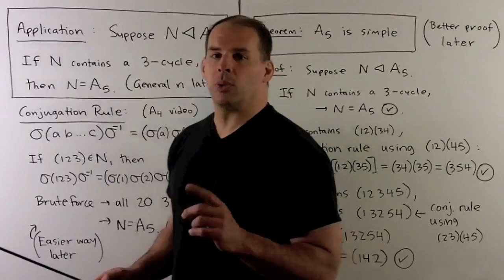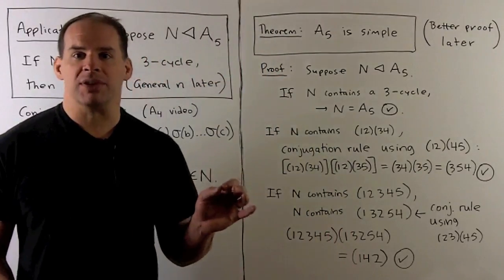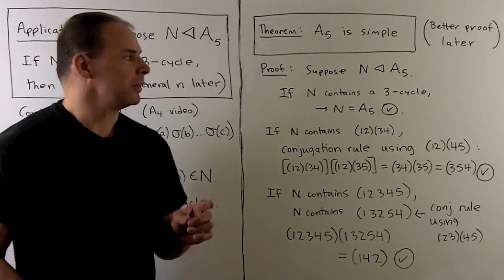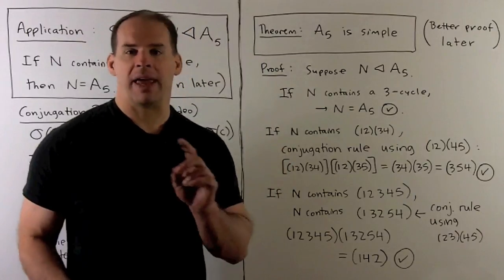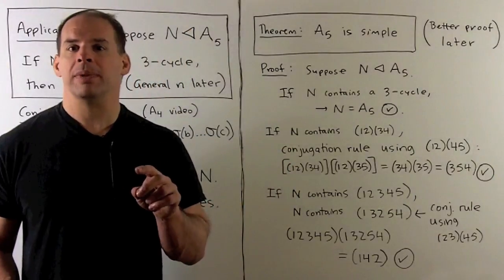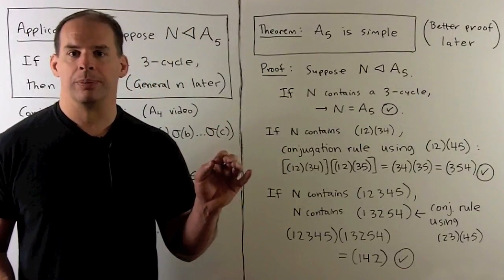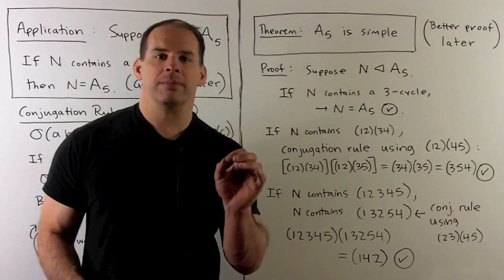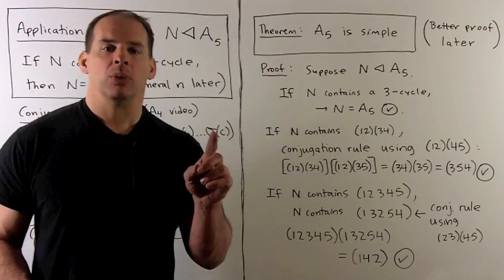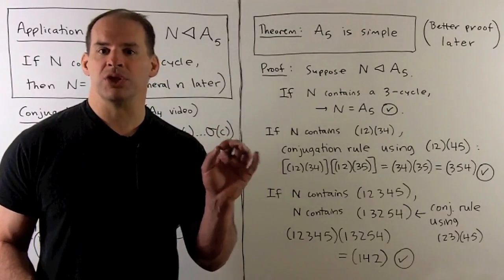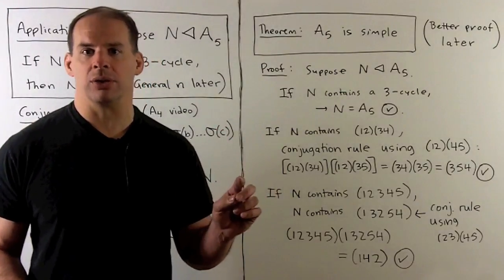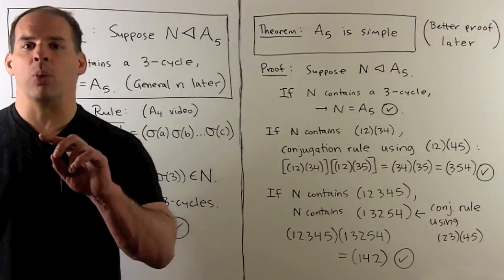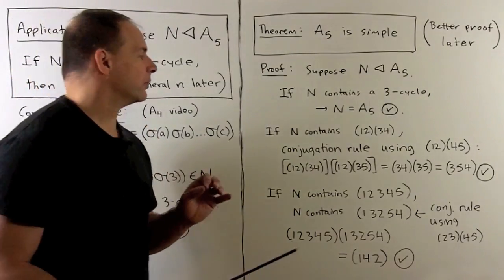Now, to show that A5 is simple, we just need to show that if we have a normal subgroup that has more than the identity element, it has to have a 3 cycle. So what are the possibilities? Well, the elements in A5: we have the identity element, we have 3 cycles, we have products of disjoint 2 cycles, and we have 5 cycles. So I'll be clever about the way I choose my elements.